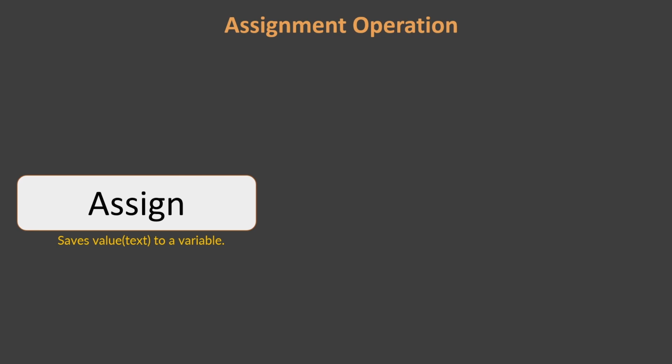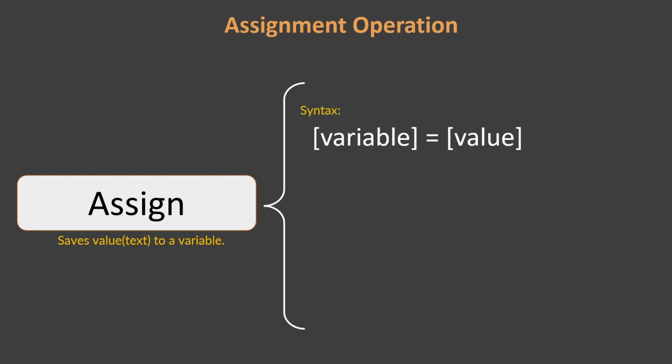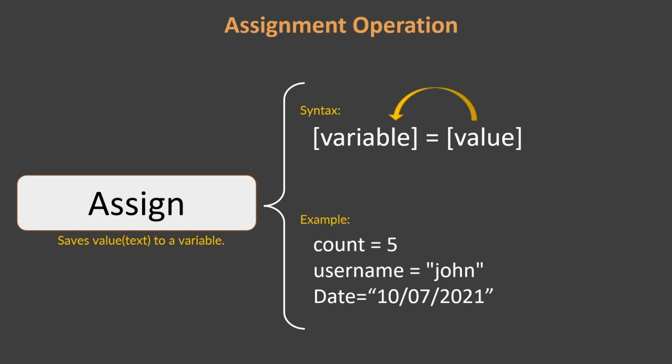it in your operations. The syntax or rule to use assignment operation is variable, an equal to sign, which is a mathematical sign, and value. The value is stored in the variable. Example: 5 means we are storing 5 in a memory location, and that memory location we are calling count. John is a text which we are storing in a variable named username, which is a memory location. Similarly, date. We'll see the same concept, but we'll have a few more variations of using this assignment operation.